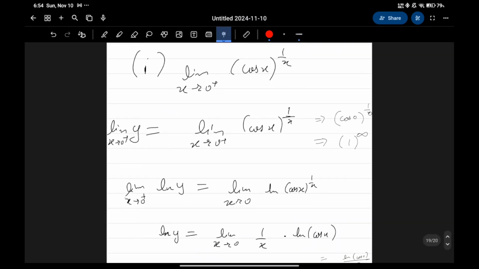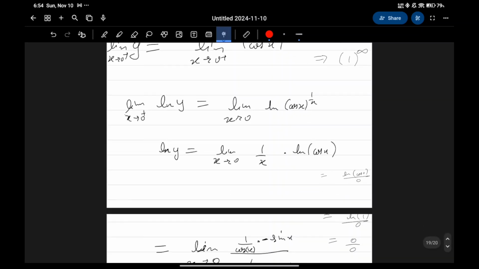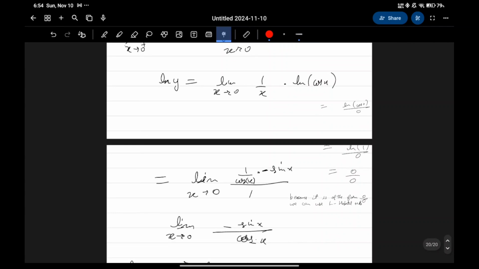Recap. First we plugged in the 0, and found it's 1 to the power infinity. After that, because it's the power stuff, we took natural logs on both sides. After that, we used the property of log, brought the power down. Then we plugged in the 0 again. It became the 0 over 0 form. We wrote that because it is of the form 0 over 0, we can use L'Hopital's rule. Then we used L'Hopital's rule.